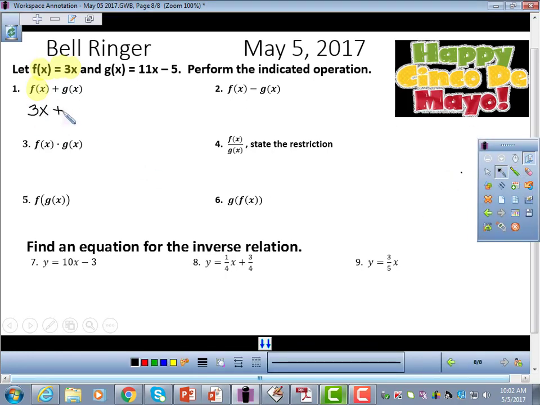you're going to add it to the g of x. So we have 11x minus 5. Just combine your like terms. So we have 3x plus 11x, which is 14x minus 5. And that's it. Can you do that on a test?